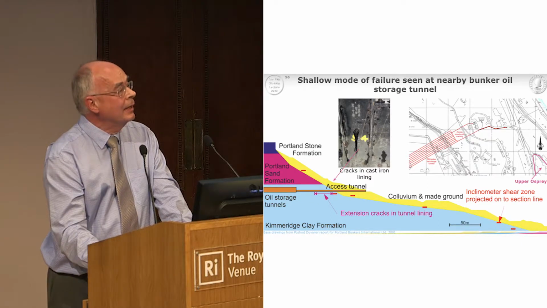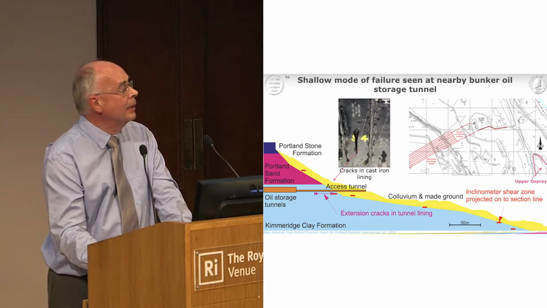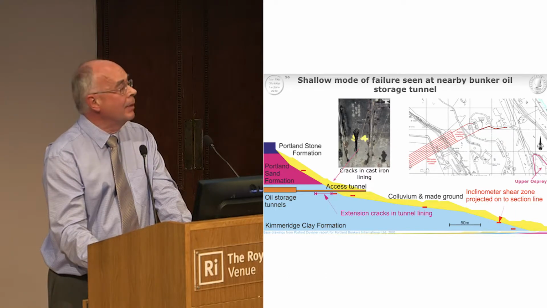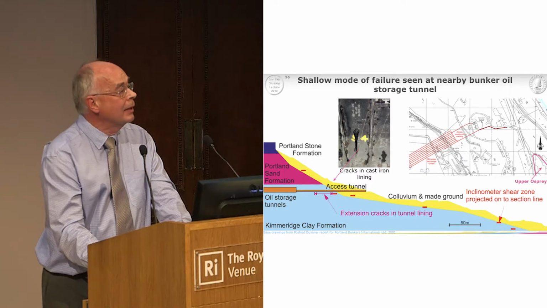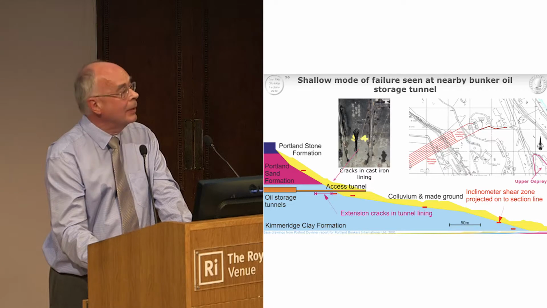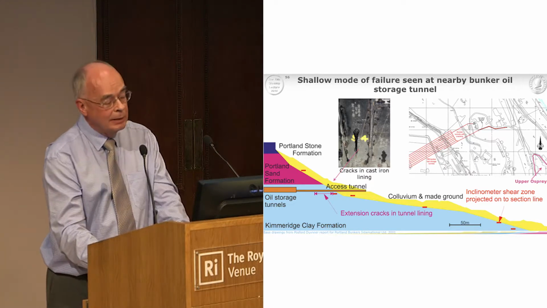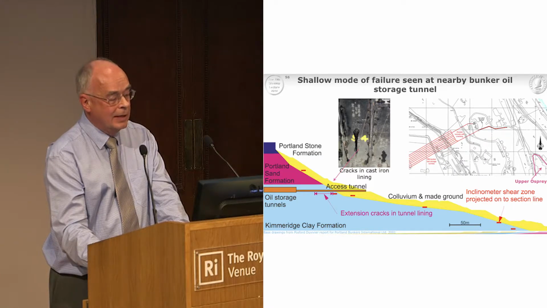Now, just to the west of the site is an underground facility for bunker oil storage. Now, this is a facility that used to be owned by the Navy, is now in private hands, and it has an access tunnel with a cast iron lining. And this cast iron lining is cracking at one point in the tunnel, or one little zone along the tunnel, and they're extensional cracks, and the present owners have carried out some investigation work.